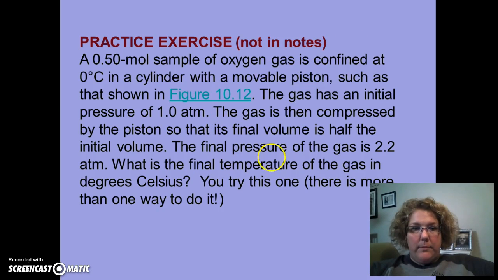So when we compress the gas to half its initial volume, then we should double the pressure, right? So when you cut the volume in half, the pressure should go from 1 atm to 2 atm. But the pressure went up a little more than that. So that means something else must have changed, like the temperature. So it was 0 degrees originally. As they compressed the gas, they must have raised the temp a little bit also.